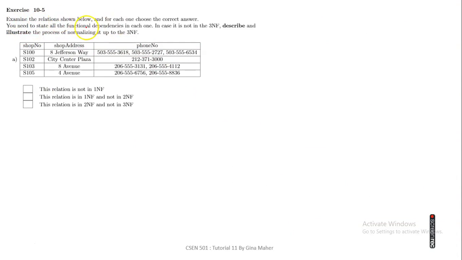Examine the relations shown below and for each one, choose the correct answer. You need to state all the functional dependencies in each one. In case it's not in the third normal form, describe and illustrate the process. Okay, let's take a look here. Shop number, shop address, phone number. In order to check whether it is in the third normal form or not, we have to move step by step. First, check the first and then the second.